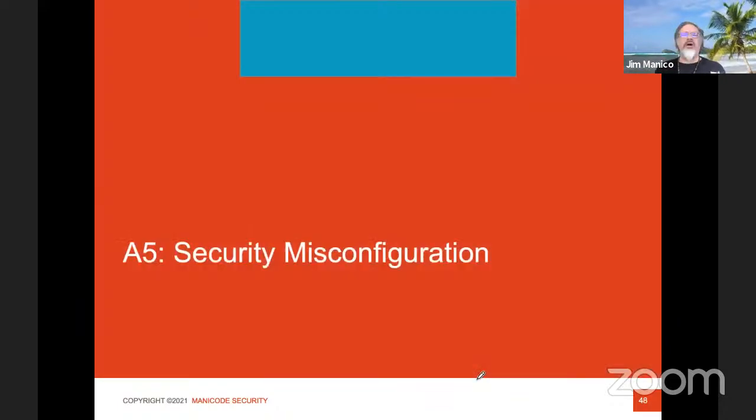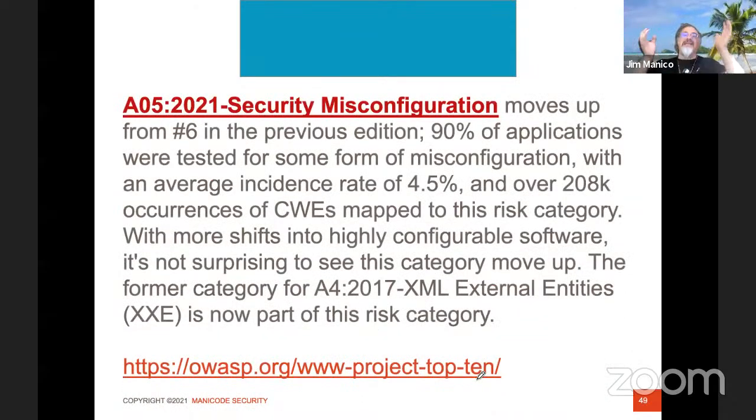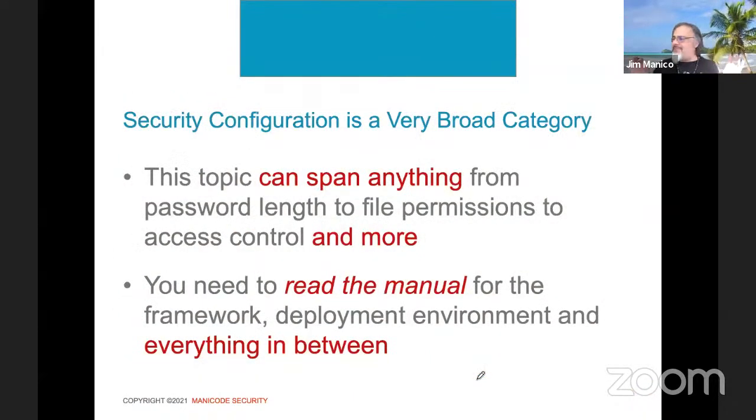So let's go to, we're now in the OWASP Top 10, number 5, security misconfiguration. The whole point of this, and this is like 90% of apps have some kind of misconfiguration. It's a common incident. There's 200,000 occurrences of CWEs mapped to this category. It's a big problem as we move to the cloud even more. But this topic is, at some level, a bit awkward because it can span anything from password length to file permissions to access control and more. You got to read the manual for everything and everything in between to get this right. It's a huge amount of work.